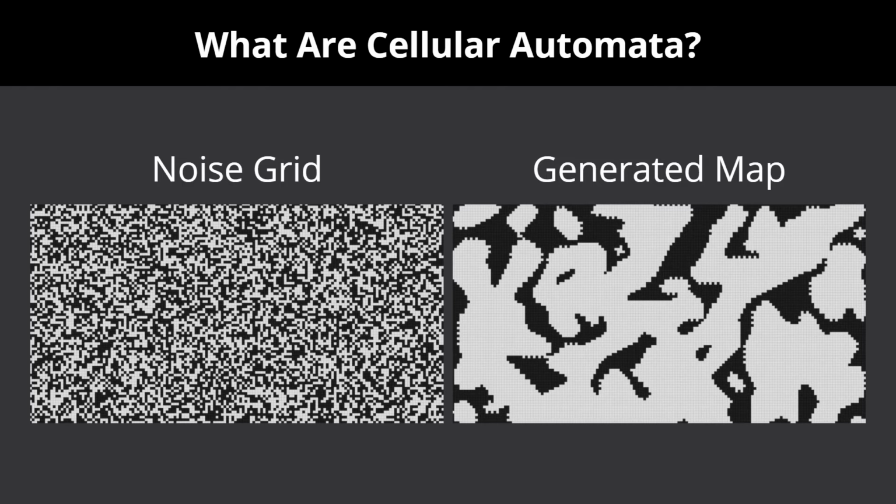There are two images on screen. The image on the left displays a whole bunch of randomized floor and wall tiles. This is what we call a noise grid. It's literally just a bunch of noise on a grid. The image on the right displays a more organized layout of floor and wall tiles. Believe it or not, this more appealing layout actually spawned directly from the noise grid by utilizing a cellular automaton.